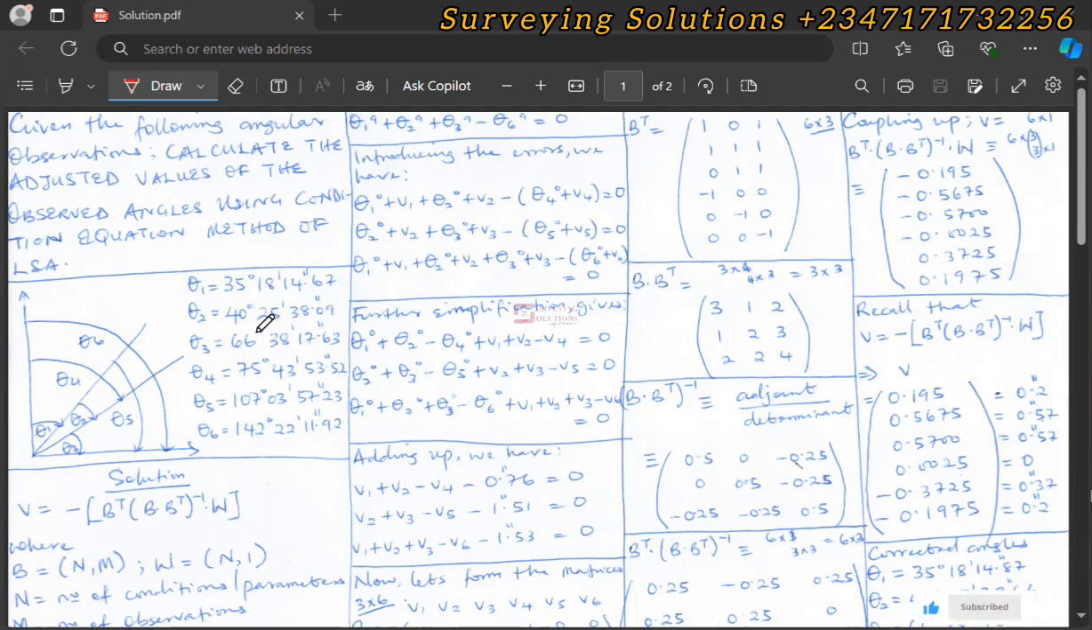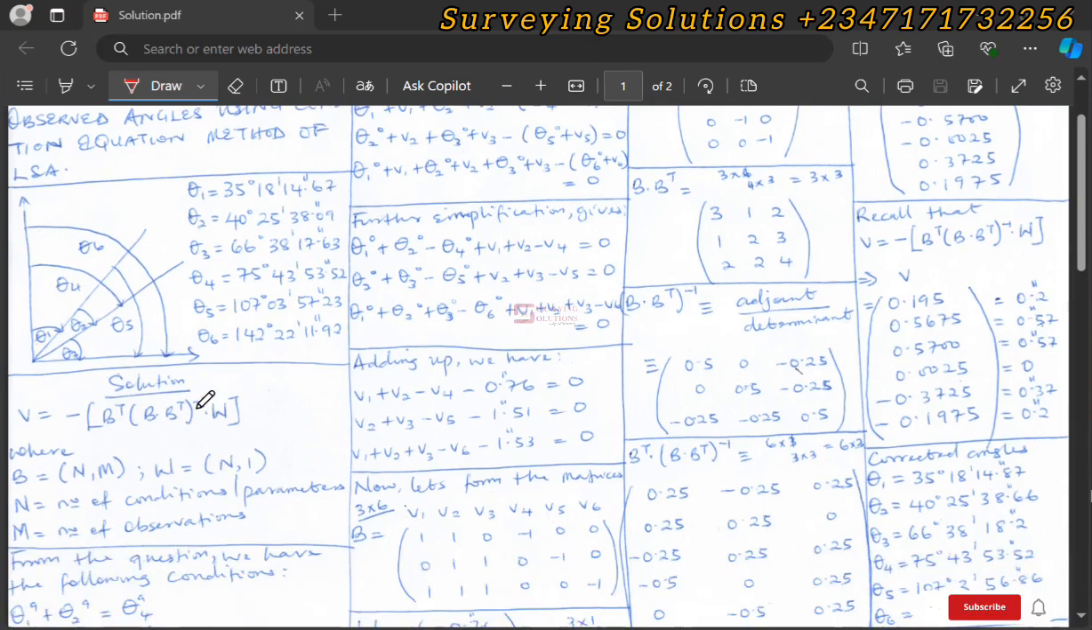Good. Now we have a formula to use for the condition equation method of least square adjustment, where our v is equal to minus, we have a bigger bracket, B transpose, into a smaller bracket, B multiplied by B transpose, then that bracket closes, we have an inverse of that multiplied by w, and then we close the bigger bracket.